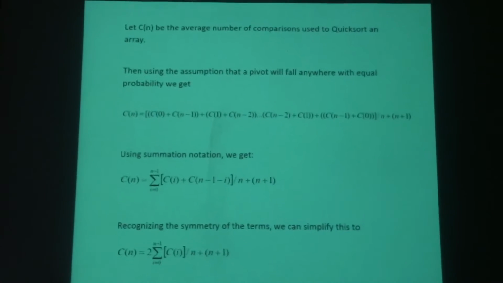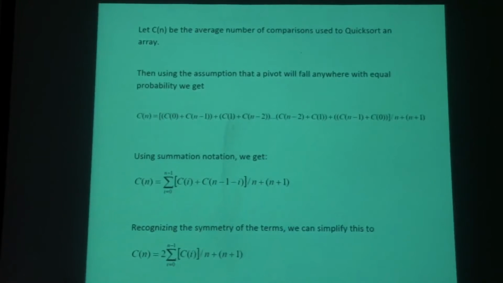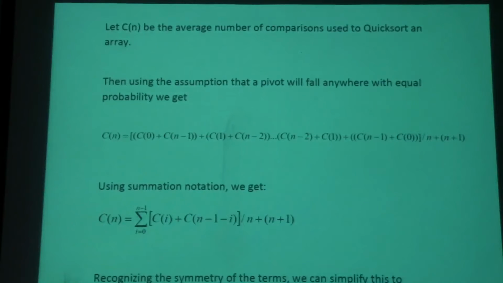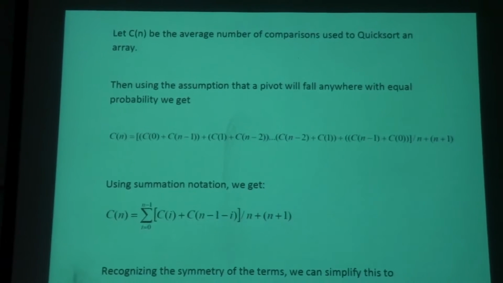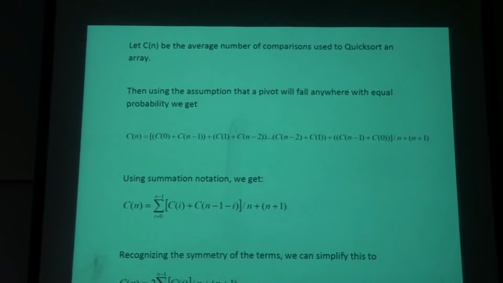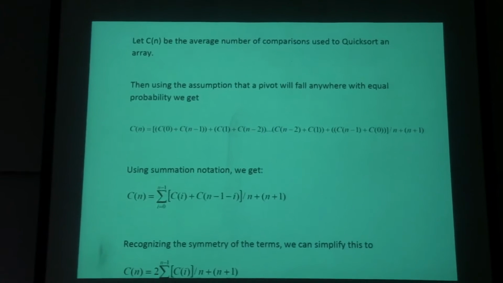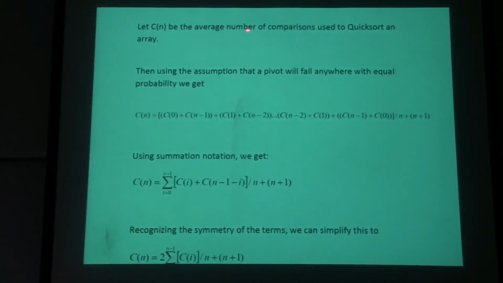Okay. So now what we're going to do is use a function C of n to be the average number of comparisons used in quicksort. Why are we looking at comparisons? Because comparison is what in quicksort? Characteristic operations. So if we can count those characteristic operations, it's going to give us a good idea. So C of n is going to be the average number of comparisons used in quicksort.